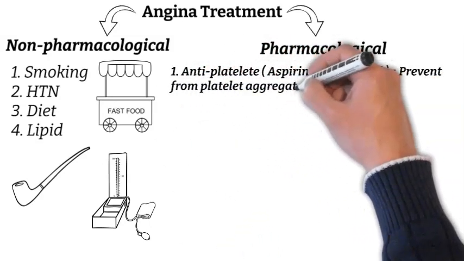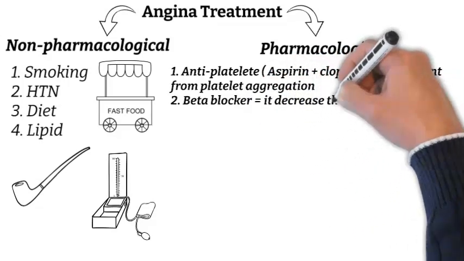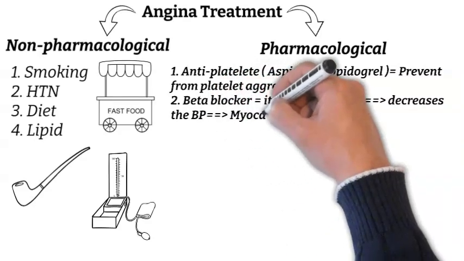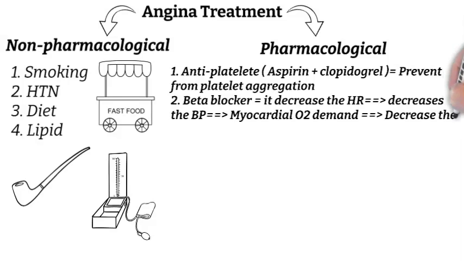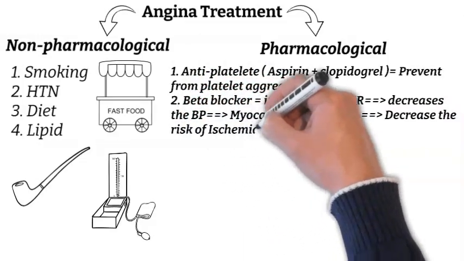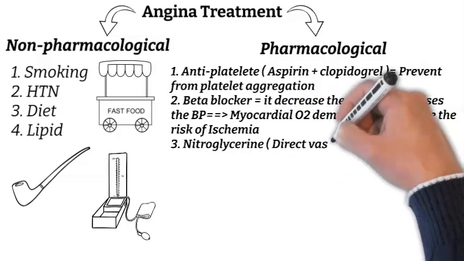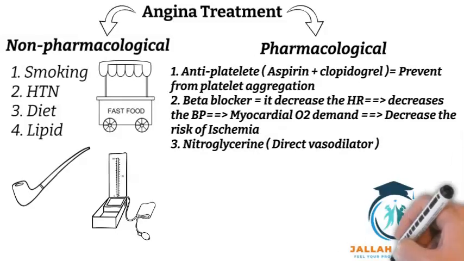With pharmacological treatment, we have to start antiplatelet medication like aspirin and clopidogrel, which prevent platelet aggregation. Beta blocker, because it decreases the heart rate, it decreases the blood pressure, and eventually it decreases what? The myocardial oxygen demand. Eventually, it decreases the risk of ischemia. Nitroglycerin, it's a direct vasodilator and it helps the blood to move.